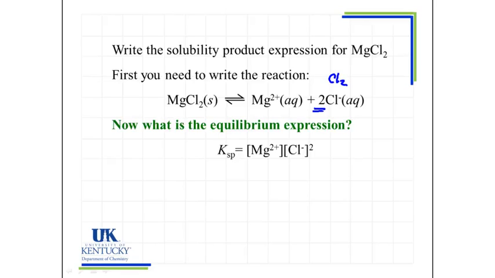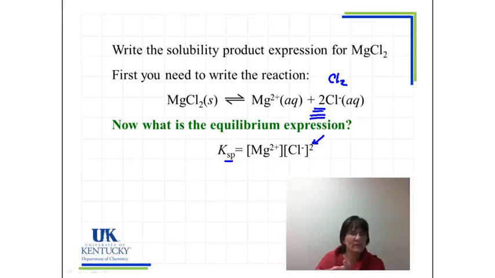Okay, so hopefully you tried it out and you wrote this. It has the Ksp for the solubility product, and we would have the magnesium to the first power, and because there's a 2 here, we would have the chloride to the second power. So this is the end of our learning objective number 9. It was a very short lesson, but I would like for you to be able to take any insoluble salt and write the reaction, which we did here in this problem, and also write the equilibrium constant expression or the law of mass action for that.